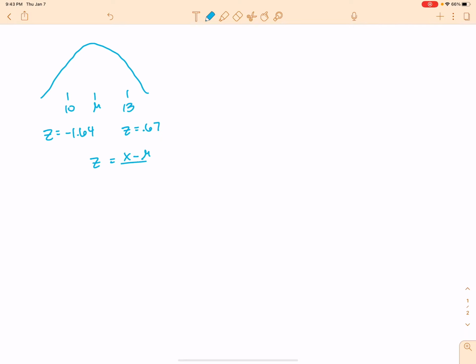All right, so here's the deal. I've got my picture here, and I've got 10 months over here and 13 months over here. I already found the z-scores. You're going to need to do that regardless because you have to have something. So this z-score was 0.67. What I'm going to do is set up two algebraic problems. I'm going to set up my z-score formula for both of these.